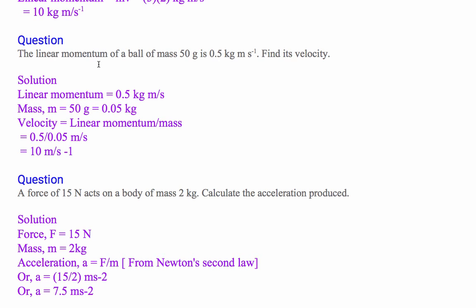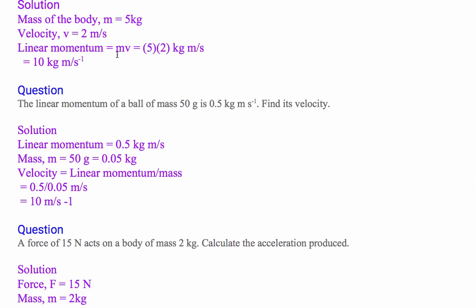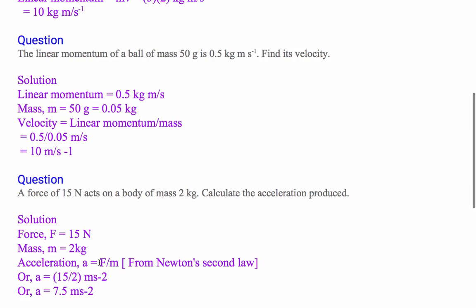Okay. Now since linear momentum is mass into velocity, so what will be the formula for velocity if I have to calculate? It will be linear momentum upon mass. Put the value of linear momentum, which is 0.5, and mass, which is 0.05. How am I able to convert this? What is the method? 1 kg is 1000 grams, so 1 gram is 1 upon 1000 kg. So 50 upon 1000, you get 0.05 kg as the mass. Clear, students? Let's move to the next numerical.